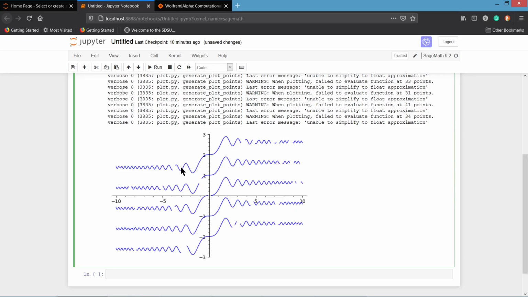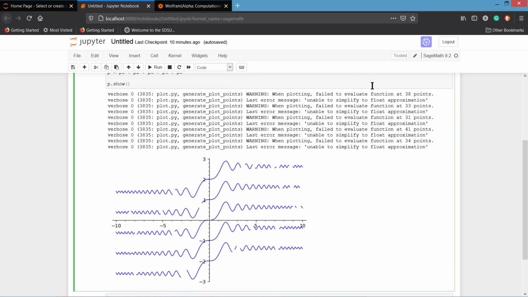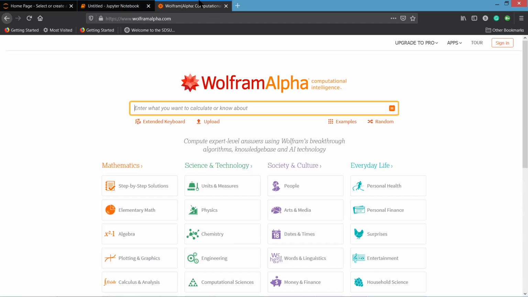You can see that the function seems to be discontinuous in some places. However, this is due to a limitation of Sage Math only. Actually, the function is continuous throughout the interval. All the solutions are actually continuous. Because of these warnings that Sage Math has failed to evaluate the function at some points, these discontinuities are being shown. You can go to Wolfram Alpha and cross check that these graphs of the solutions of the differential equation are continuous.